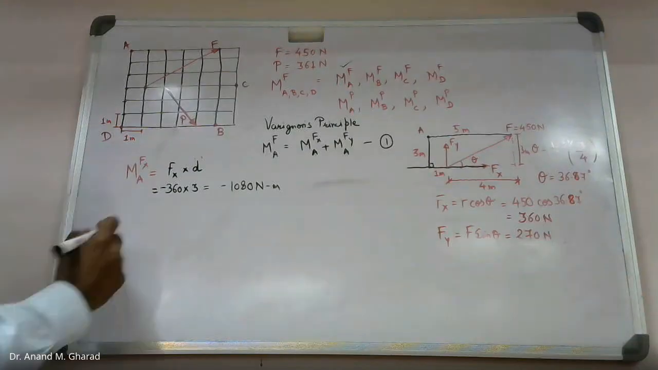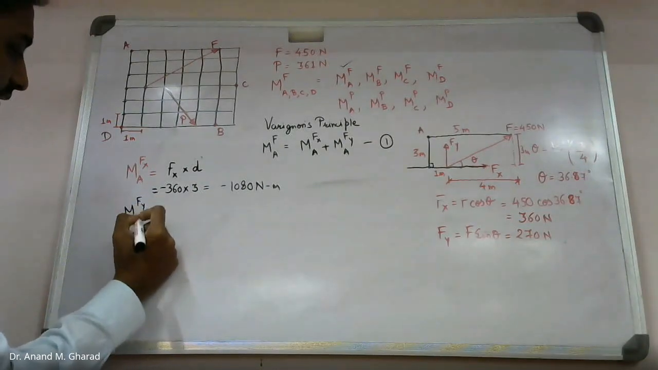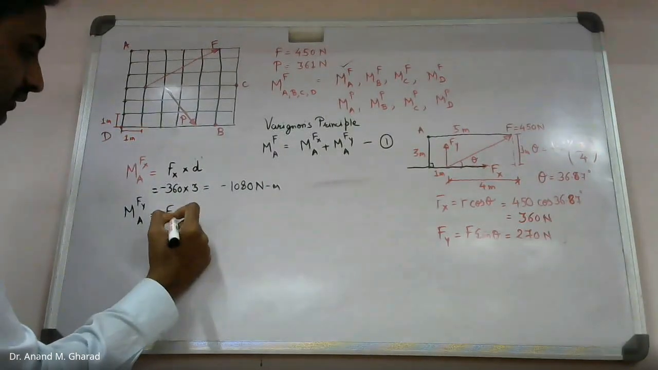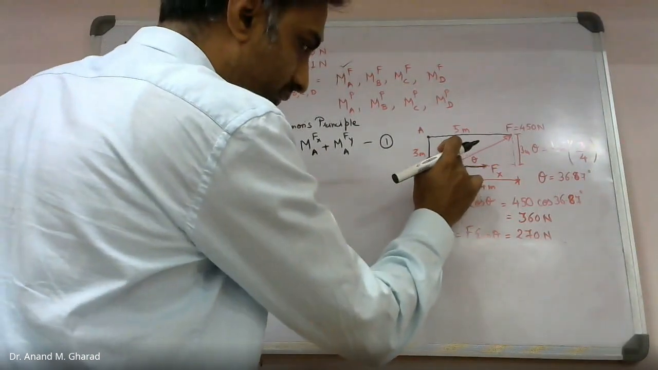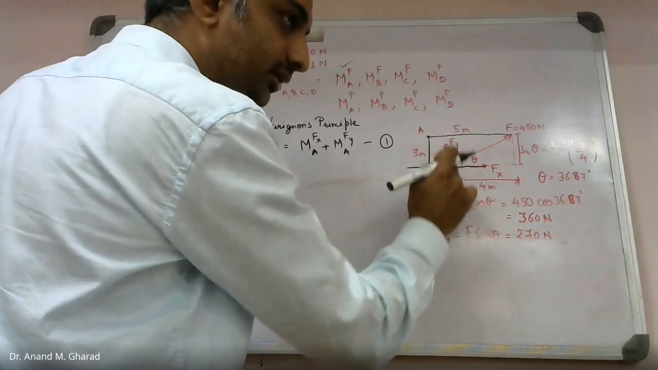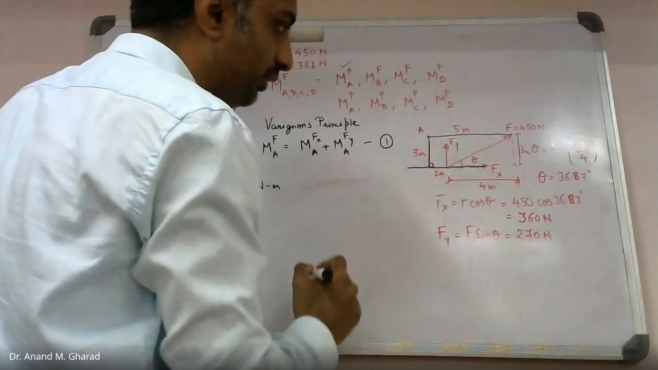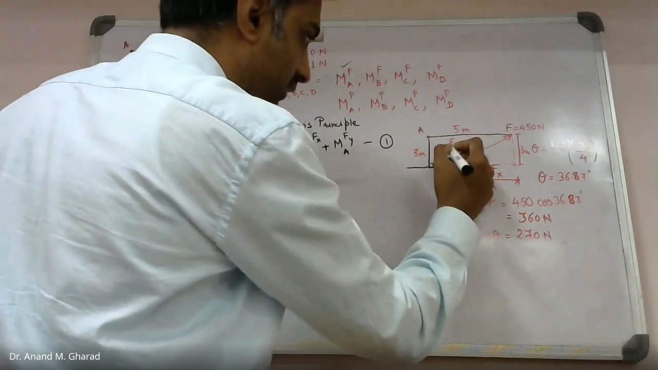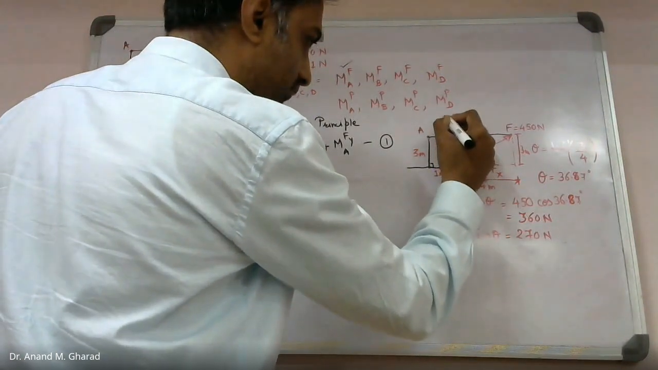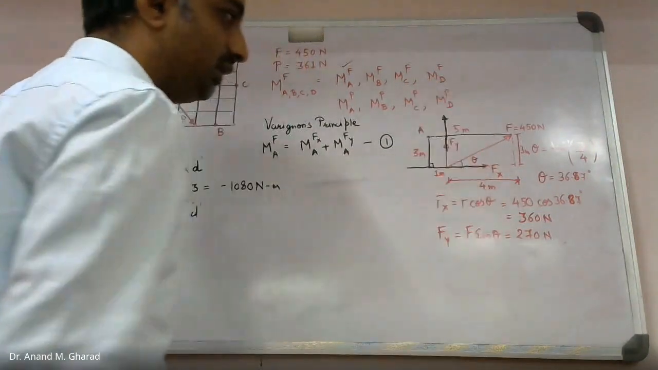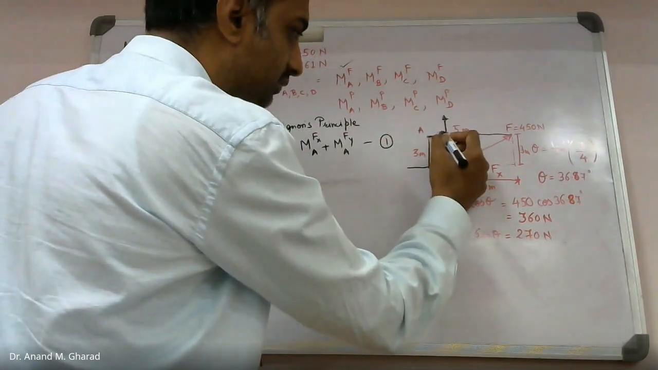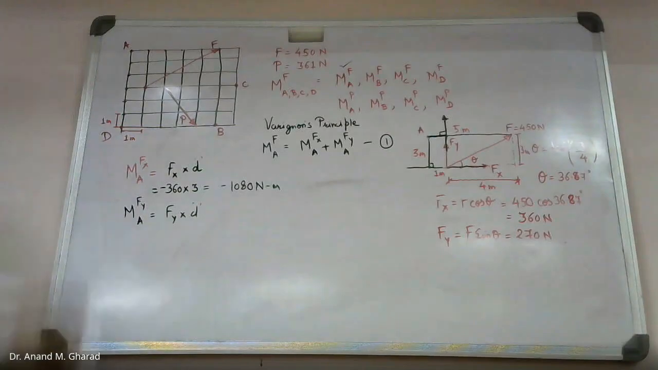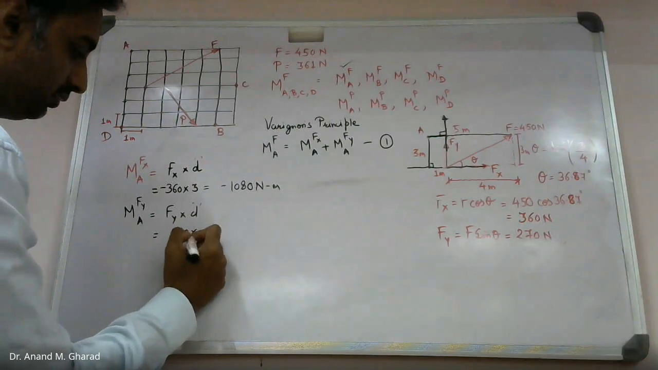Next, because of Fy about the same point A, Fy into again this perpendicular distance D. So this is Fy. I am taking moment about this point A. What I will do is extend the line of action of this force and drop a perpendicular from the moment center onto this line of action of the force. How much is this value? 1 meter. So 270 into 1.